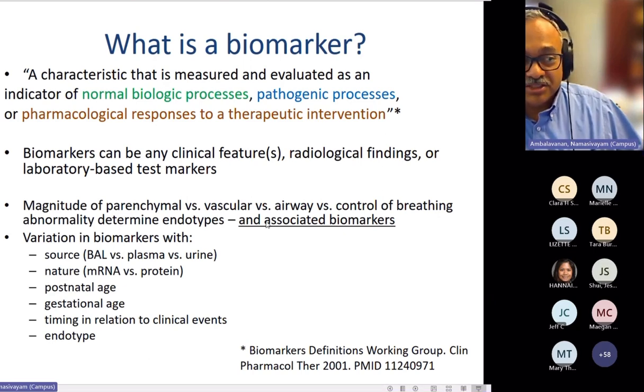And as I mentioned, there are these different endotypes: parenchymal, vascular, airway, and control of breathing. Each of them will have different biomarkers. And it depends on what's the source of the biomarker you're looking at. For example, if you're doing bronchoalveolar lavage or tracheal aspirates, it's going to be different than the signature you're seeing in the plasma or in the urine. It also depends on whether you're looking at mRNA or protein, because sometimes they're not concordant. Only about 1/3 of the time are they concordant. It also depends on postnatal age, gestational age, and the endotype.